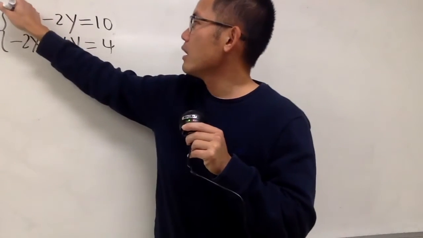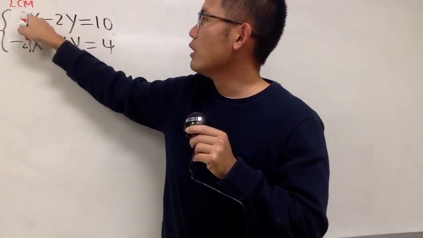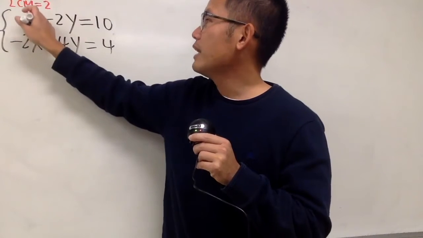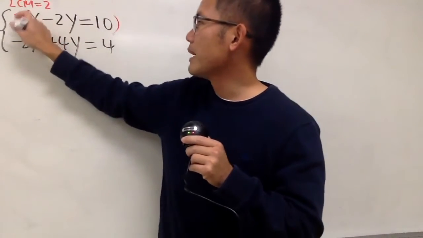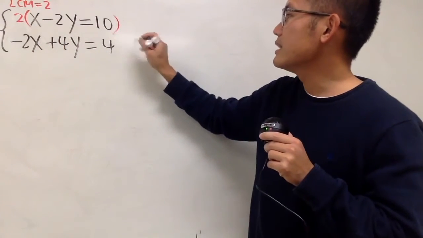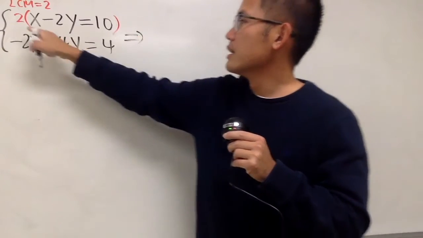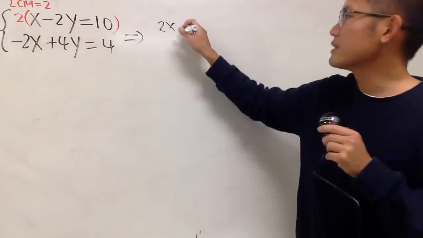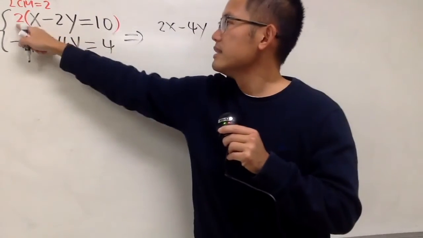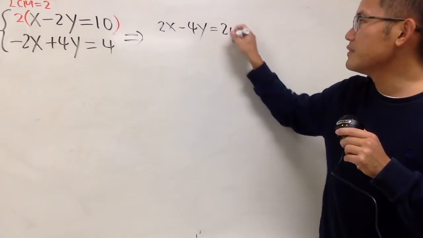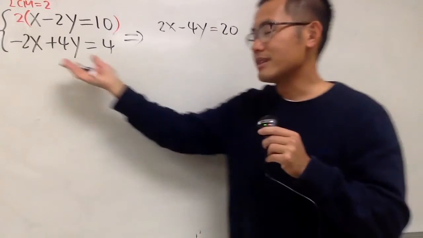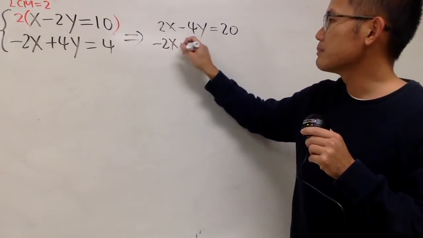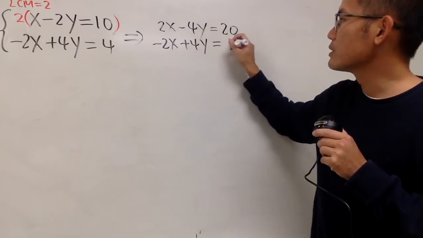And that's the idea of getting the lowest common multiple of 1 and 2. And we want this to be 2. Anyway, let's go ahead and multiply the first equation by 2. And you see that this is great because this times that will give us positive 2x, and this times that will give us negative 4y, and this times that will give us positive 20. Meanwhile, the second equation stays the same, so we have negative 2x plus 4y equals 4.